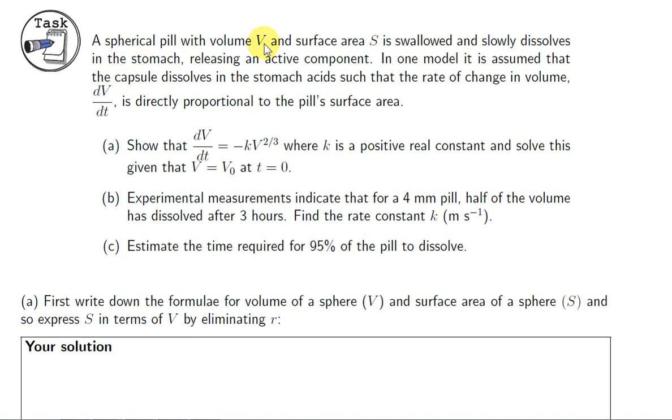A spherical pill with volume V and surface area S is swallowed and slowly dissolves in the stomach, releasing an active component. In one model it is assumed that the capsule dissolves in the stomach acids, such that the rate of change in volume, dV/dt, is directly proportional to the pill's surface area. So we will first show that the rate of change of volume with respect to time is minus k times V to the power of 2/3, where k is a positive constant.